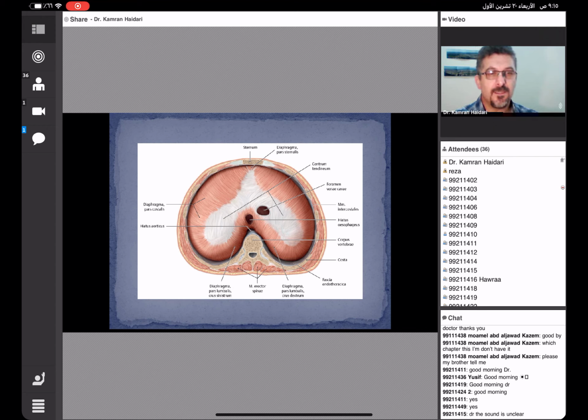Alright, as you see in this picture, the right leaflet of the central tendon of the diaphragm is penetrated by this orifice. This is the vena cava foramen, or foramen venae cavae in the Latin manner. It is perforated by the vena cava foramen, or another name, the orifice for the vena cava vein.